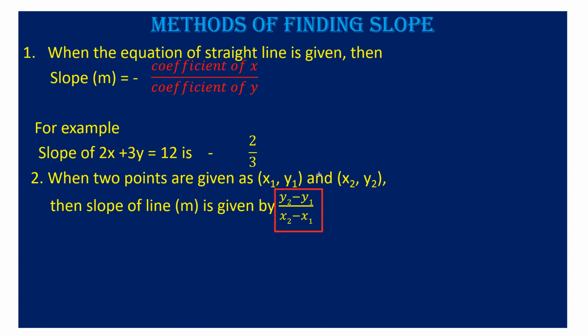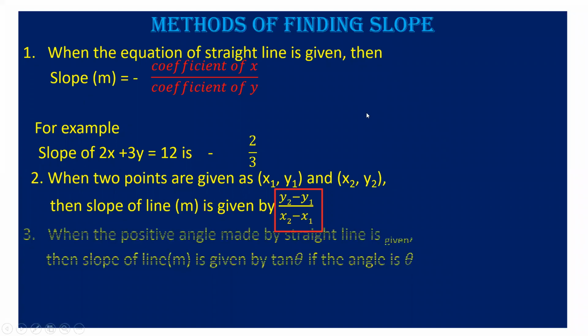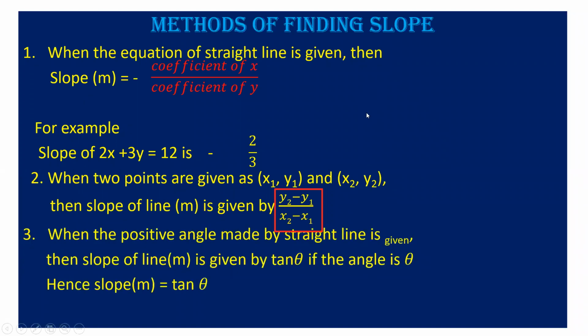And the final one, as I already mentioned in this video, is that when the positive angle made by the straight line is given to you, then we find the slope as tan theta. So you can clearly see it here. This is the slope of the line. Whenever the angle is given, then we simply write slope, that is small m is equal to tan theta, which I've already discussed in this video.